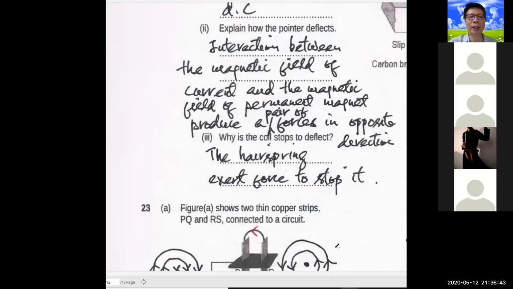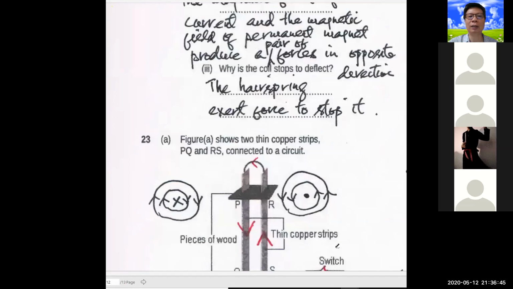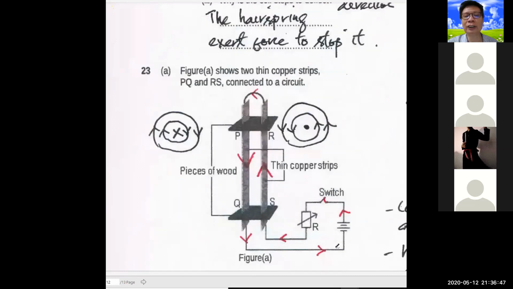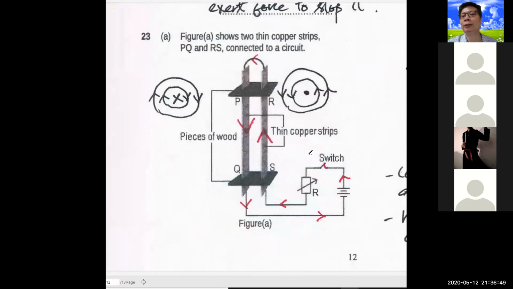Okay, question 23, also very long. Why very long? Because this part has too many SPM questions. So all these questions I'm discussing with you now were past year SPM questions. Very important questions.